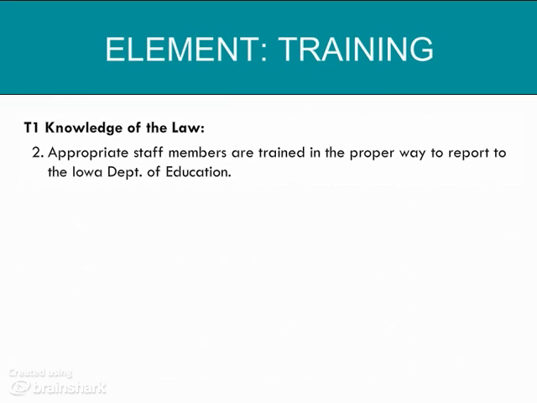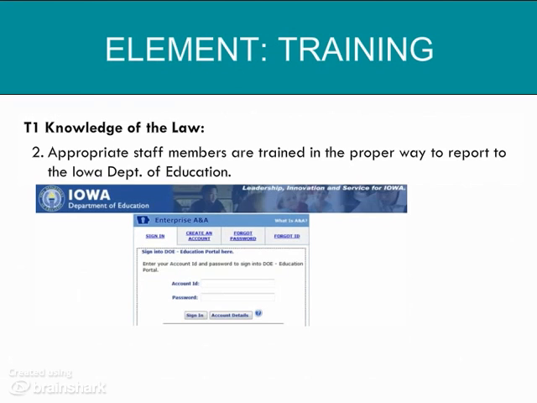The second half of this first desired state for training builds on the reporting aspect that was described on the previous slide. In any given school, there must be at least one staff member who is trained in the specifics of reporting the school's incidents of bullying and harassment to the State Department of Education. This staff member is also expected to keep up to date on any changes to that process over time.